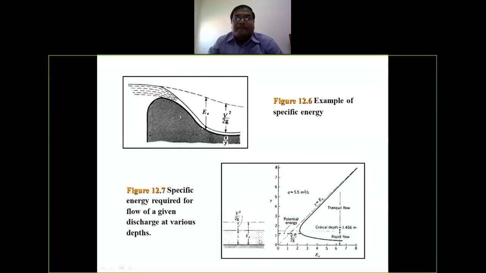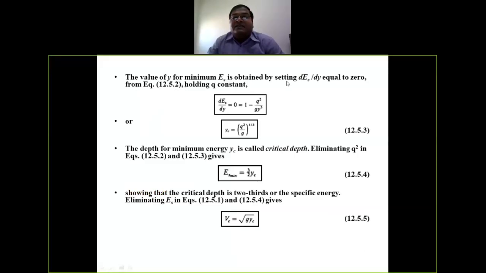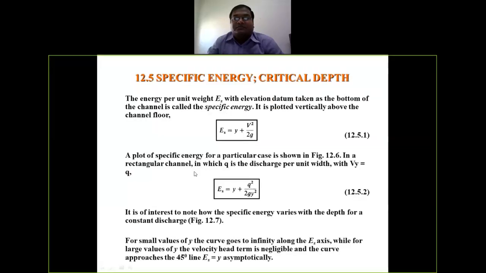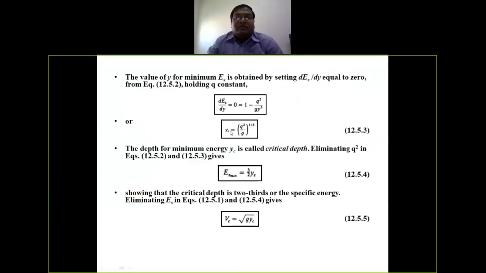The value of y for minimum Es is obtained by taking the differentiation with respect to y equal to 0, then from equation 12.5.2 mentioned here, your equation will become dEs upon dy equal to 0, which is nothing but 1 minus q square upon g y cube. So yc is equal to (q square upon g) raised to 1 by 3. And this yc is called the critical depth.